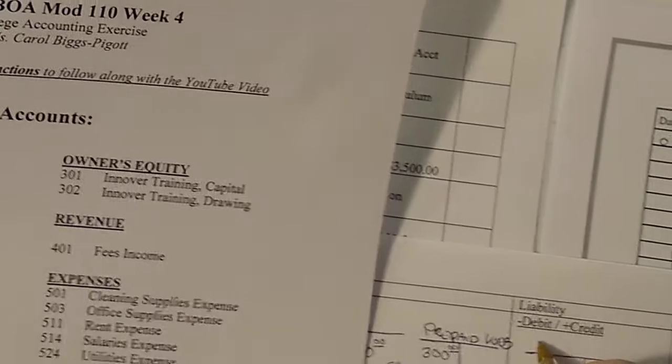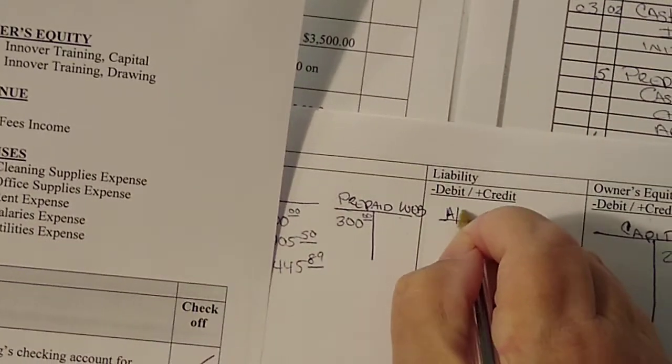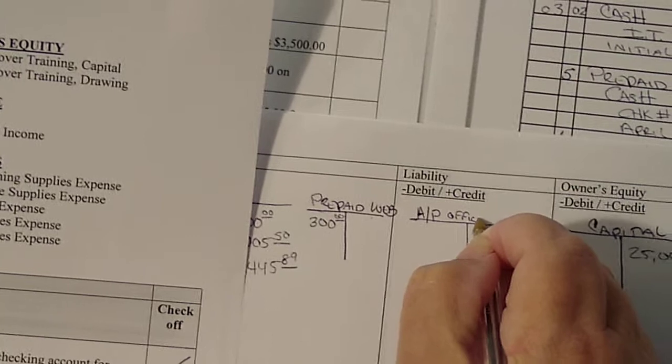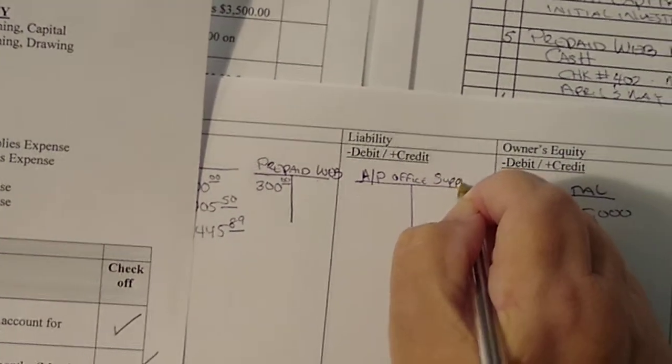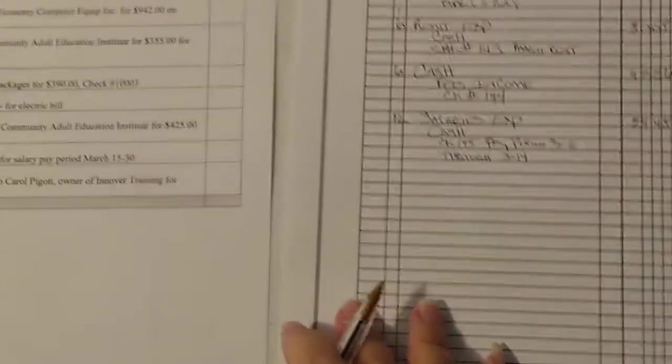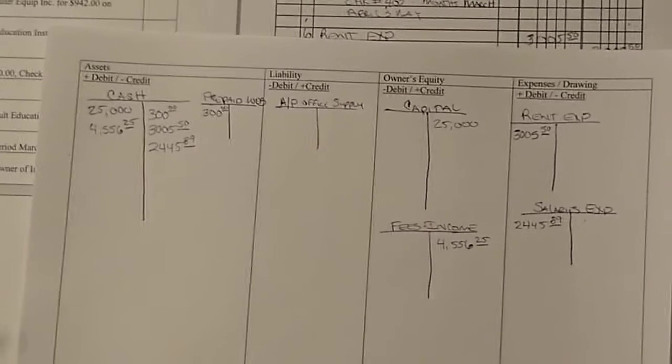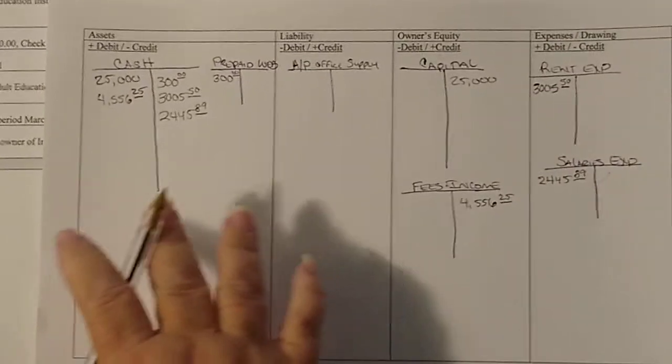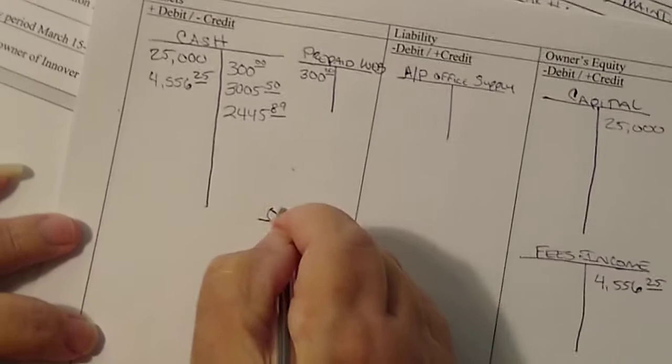And over here, if you look, we have 2 accounts payable that we're going to be dealing with. This one is office supply. So I'm going to put AP, office supply. And then we're going to be also dealing with an asset. We're buying the office supplies. So what is going to be an asset from that? We're going to gain supplies. So I'm going to put over here office supplies.